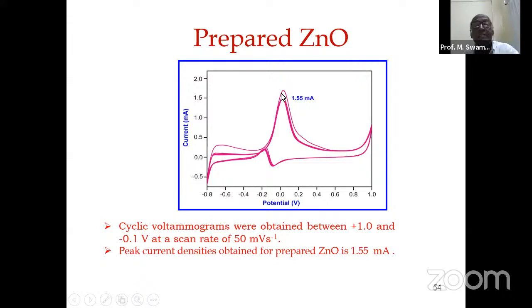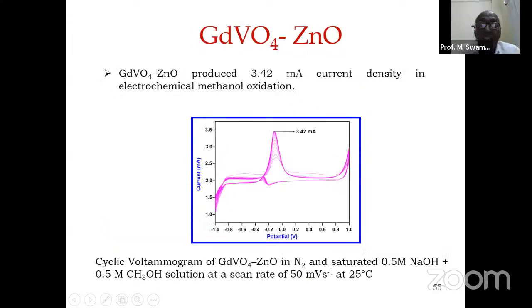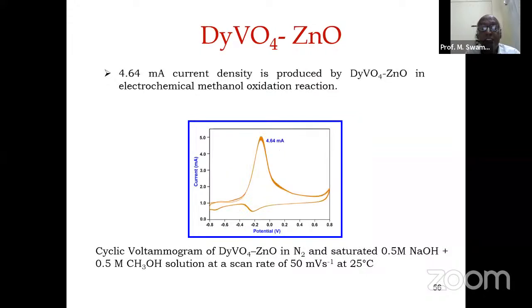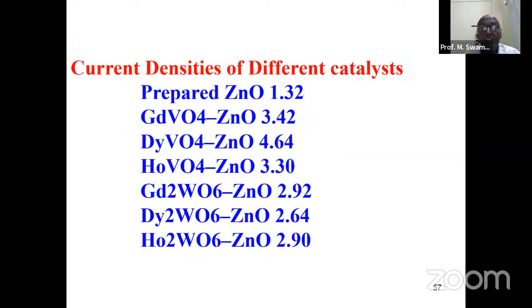Whereas in the case of gadolinium zinc oxide, the current intensity is found to be 3.42 milliampere, and dysprosium zinc oxide is 4.64. So these are some of the current densities of the different catalysts. When you have the higher current density, that means that catalyst is very suitable as an electrode for these methanol fuel cells. In the case of dysprosium zinc oxide, it is suitable.